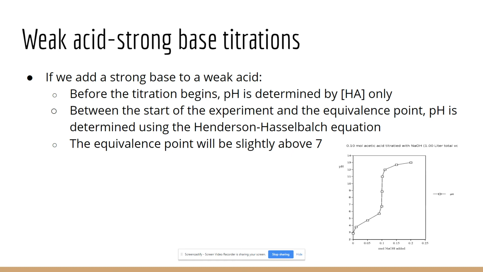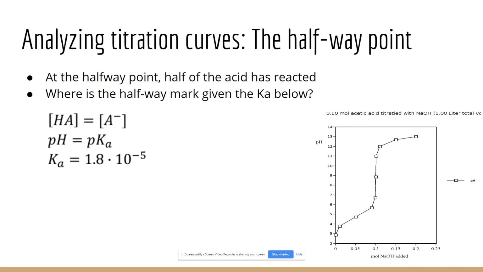So between the start of the experiment, meaning the first drop of NaOH added, until the equivalence point, if you were to want to calculate the theoretical pH, you would need to use the Henderson-Hasselbalch equation because it's effectively a buffer. Then you're going to hit the equivalence point, which is slightly above 7. Pause here. You don't need to draw the picture.